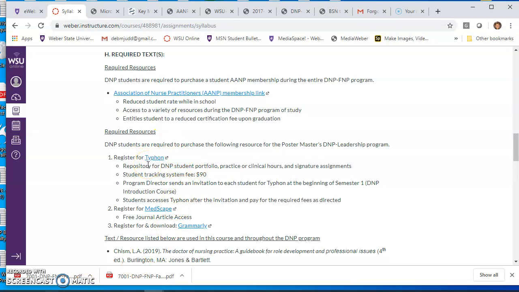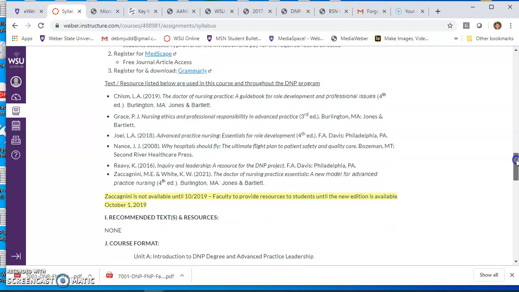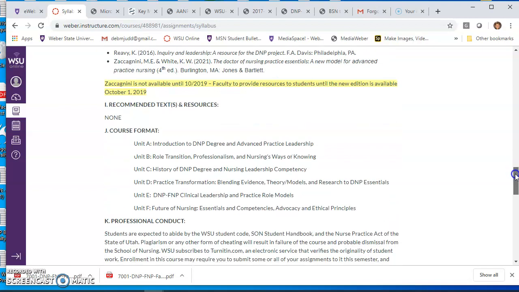This is a clinical tracking system that will be used potentially later for you once you start the FNP classes and the clinical rotations. Based on some information that we obtained just last week, we're going to be able to provide you a free opportunity with Spark Adobe to use that as your portfolio and signature assignment repository, and it is something that you can take with you after you graduate, so that's a great thing. The Medscape and Grammarly are just some resources for you to use. Grammarly I recommend for you as far as the many writing assignments that you'll have.